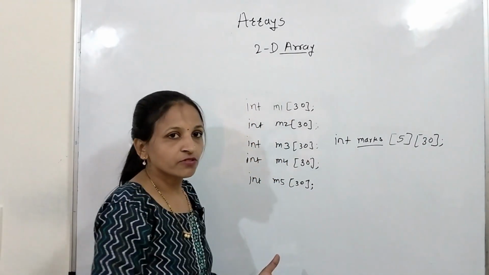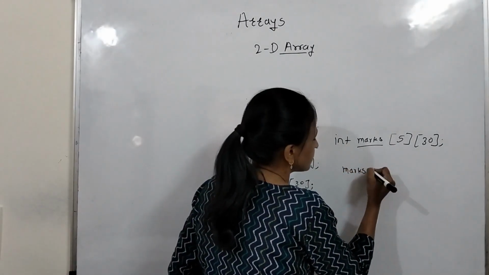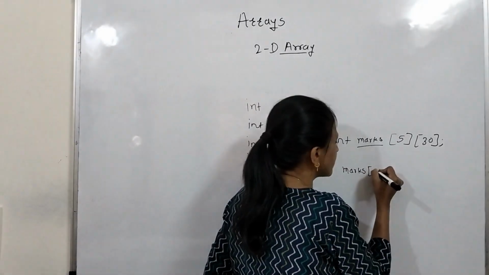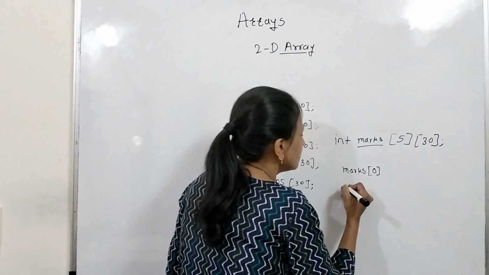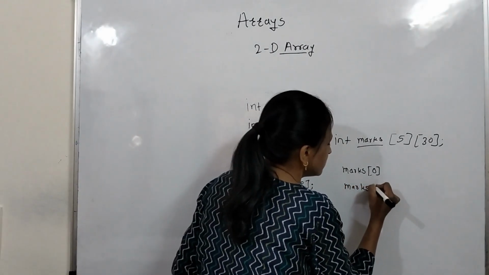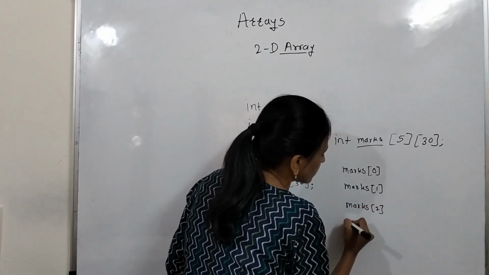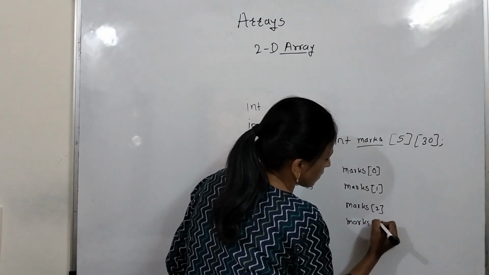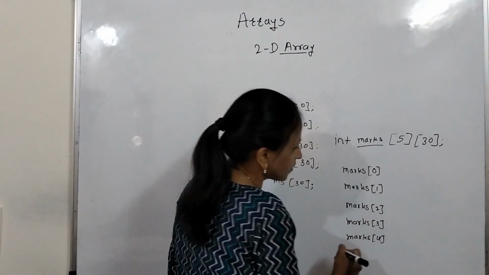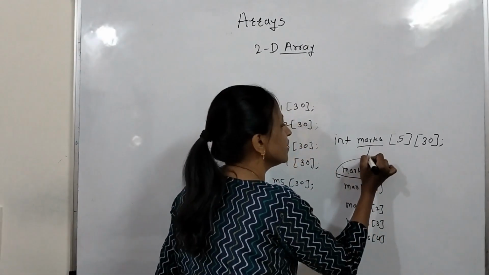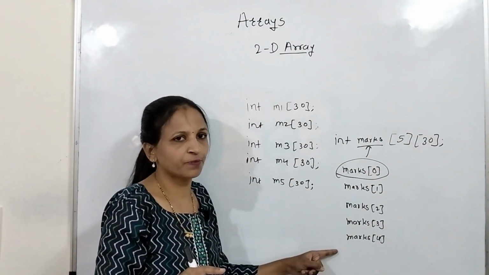Now see how individual elements of this array are written. The first element will be marks of 0. This represents the first array. Second is marks of 1, then marks of 2, marks of 3, and marks of 4. Okay, each represents one element of this array. This is the second element, third element, fourth element, and fifth element.